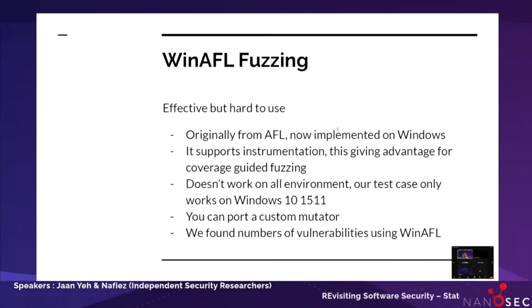Using WinAFL is very effective, but it's very hard to use. It is originally from AFL and was ported to Windows. It supports instrumentation, and this gives an advantage for coverage-guided fuzzing, but it doesn't work on all environments. Our test case only works on Windows 10 1511. You can port a custom mutator into WinAFL. We did find some useful vulnerabilities by using WinAFL.